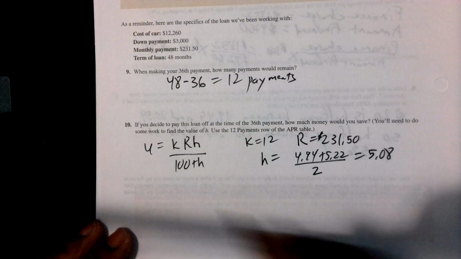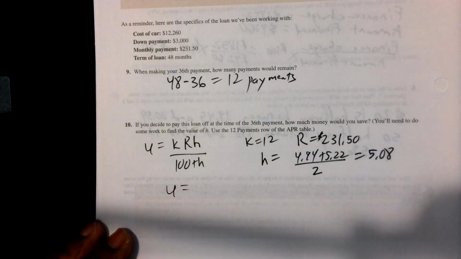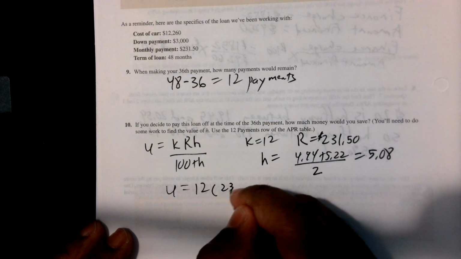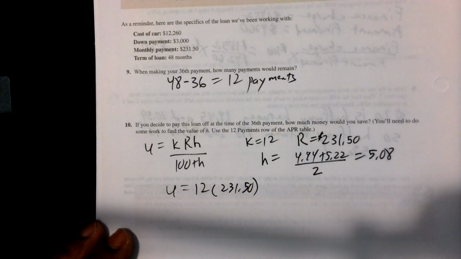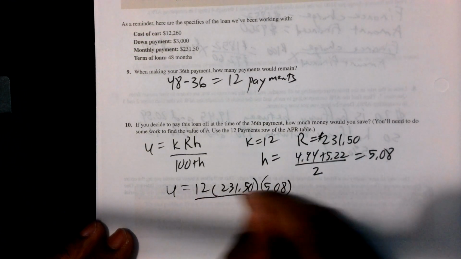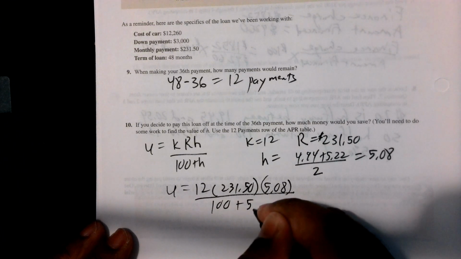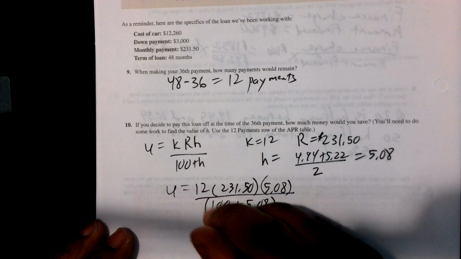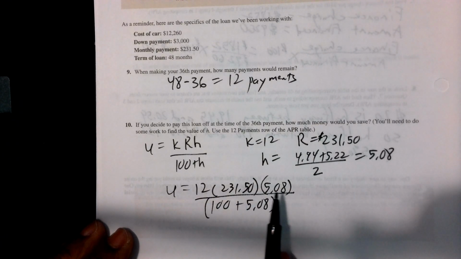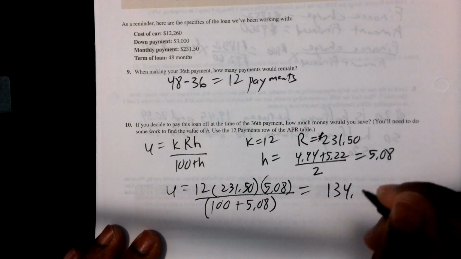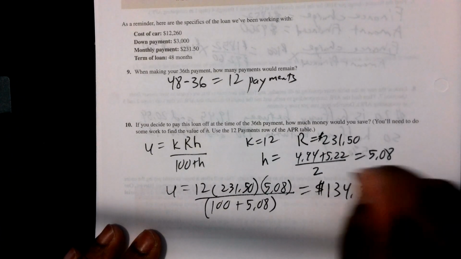So now we can substitute. We will have U is equal to, K is 12, R is 231.50, and H is 5.08, divided by 100 plus 5.08. Now, when we put this in our calculator, if we put it in exactly as you see it here with the parentheses, division, everything would be fine. This would give us $134.30 in interest we would not have to pay.